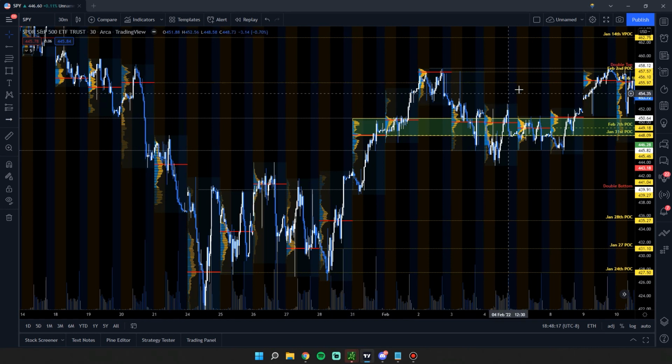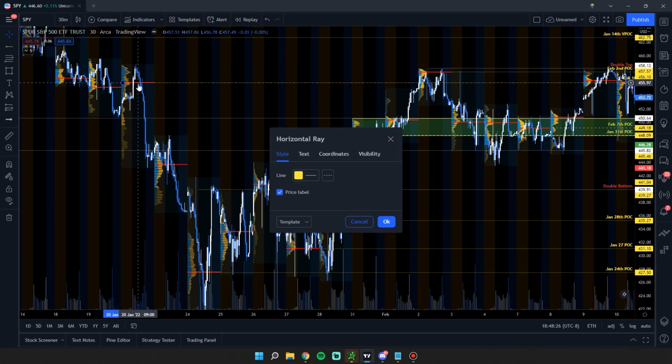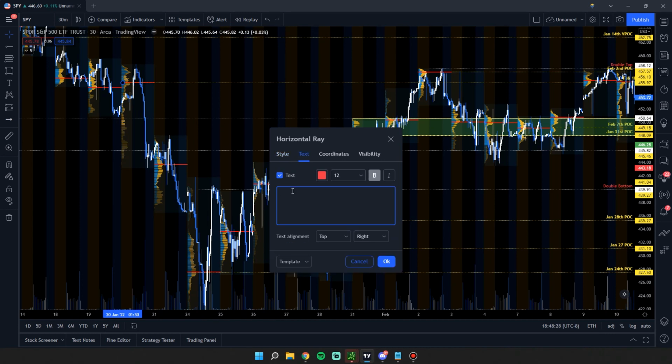So this POC here, if I was charting this, this is January 20th. You can see down here at the bottom of my chart, I actually label my POCs. So I would write here, January 20th, Virgin point of control.